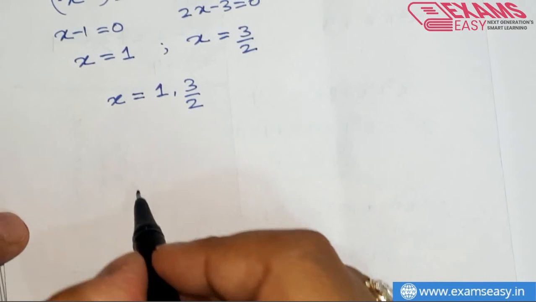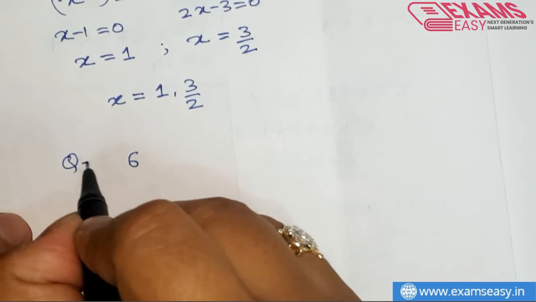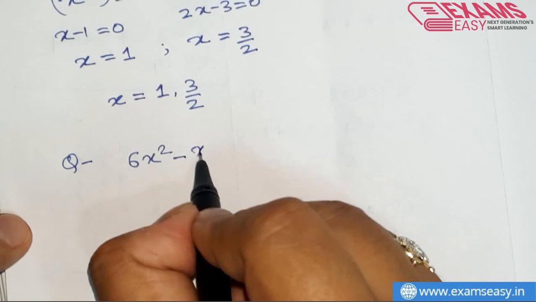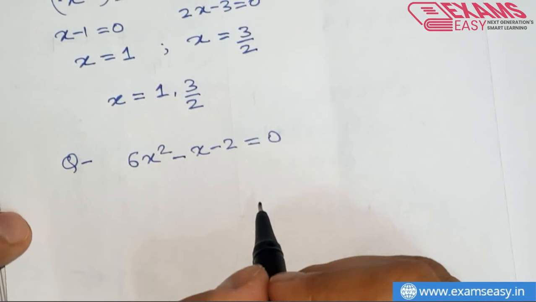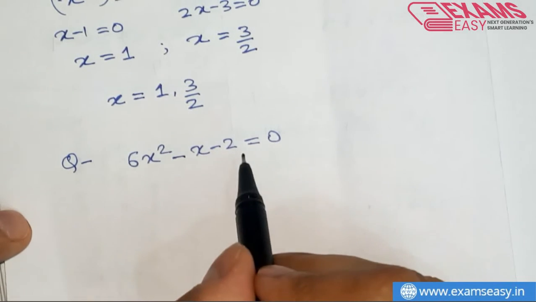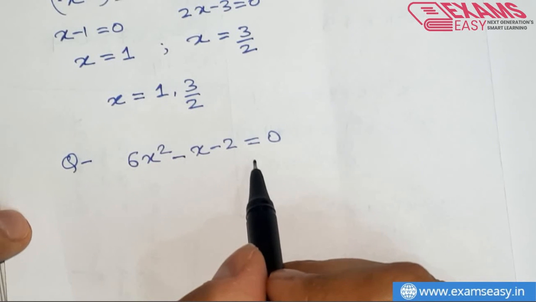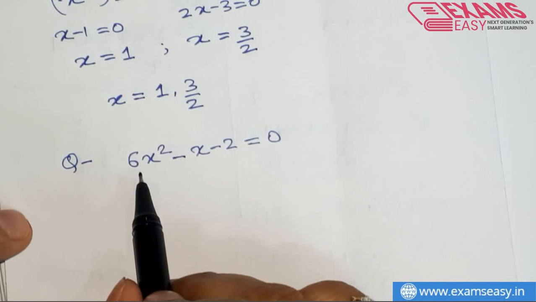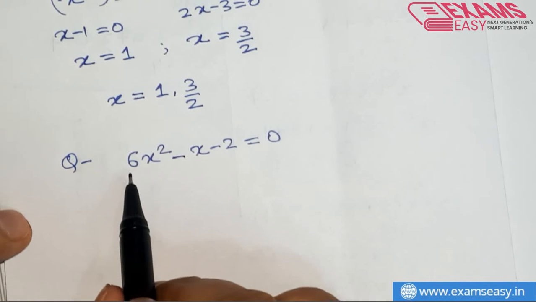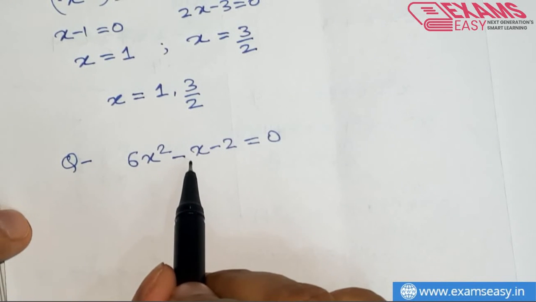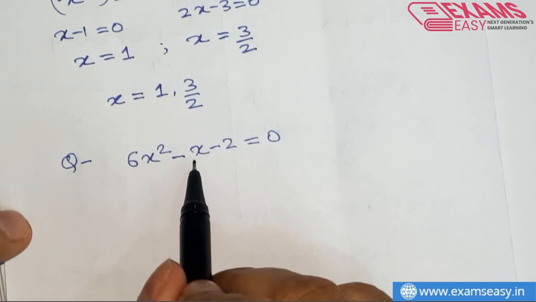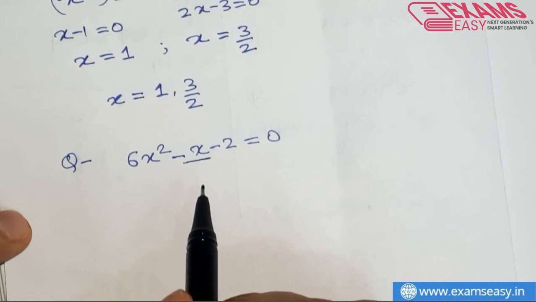Friends, let us try another example: 6x square minus x minus 2 is equal to 0. First of all we have to write the given equation in decreasing power of x, which is already there, so we need not do step 1. The second step is to take out the common from each of the terms. Here we can see that there is no common term. There is a common term between the first and third term, but there is no common term in the middle term, so we can skip it. Now the third step is to split the middle term into two parts.